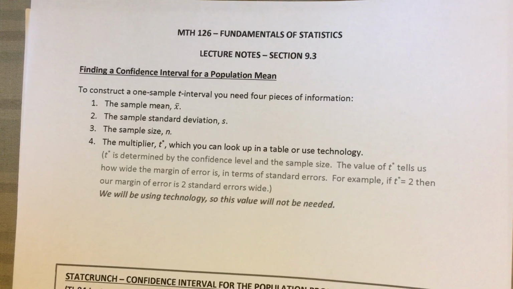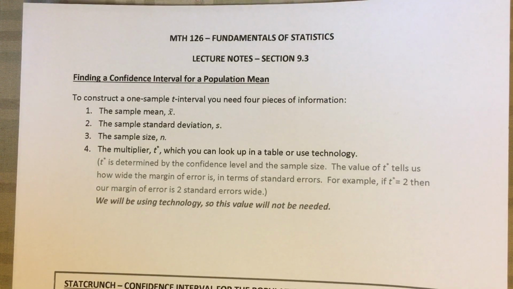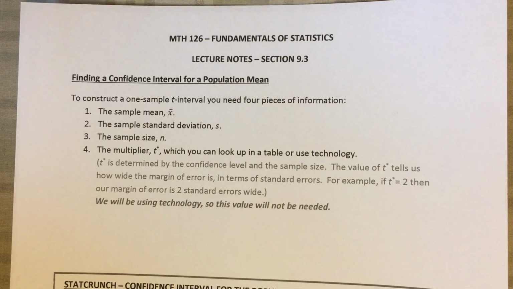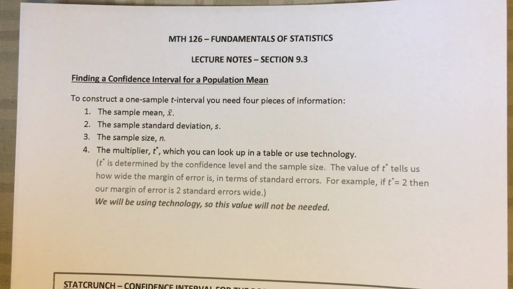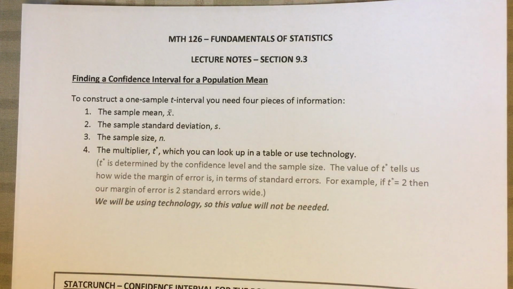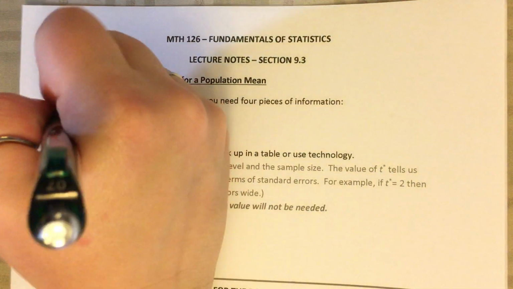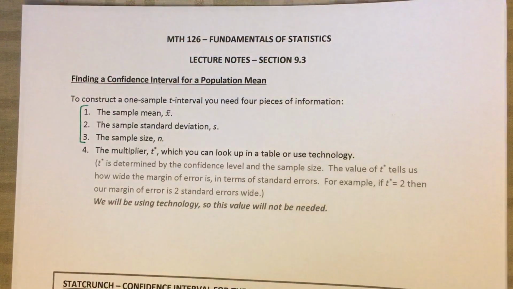All right, so when we are finding our confidence interval, we're going to need 4 different pieces of information. Our x bar, our sample mean, our sample standard deviation, our s, and our sample size, our n. That's what we'll be required to use in StatCrunch. The last thing, this multiplier t star, we can look up in a table or use technology. Again, because we're using StatCrunch, we're not going to worry too much about this last value. So our focus as we're going through these problems is these first 3 values. We need to make sure we have a sample mean, a sample standard deviation, and a sample size.